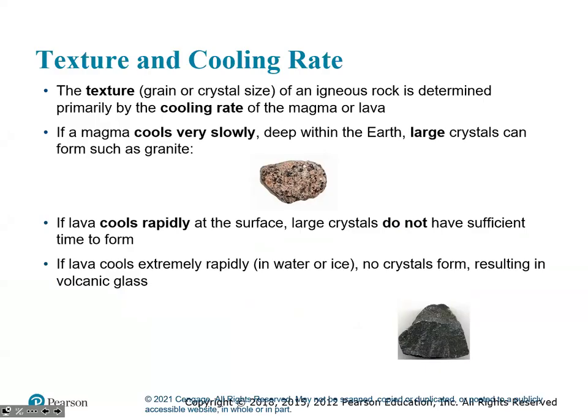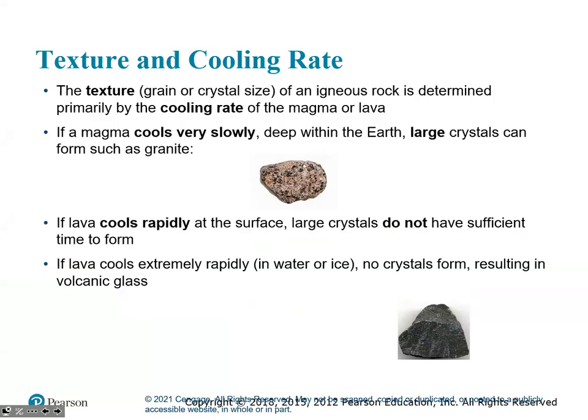So the main thing that determines texture is your cooling rate. If a magma cools very slowly deep within the earth, you get large crystals like you see in granite. If it cools very rapidly at the surface, you don't have sufficient time to form these crystals, so you get smaller crystals. And if it cools extremely rapidly, no crystals form, you get volcanic glass.